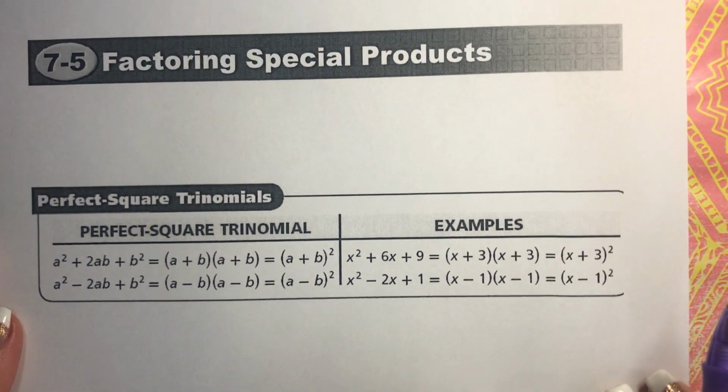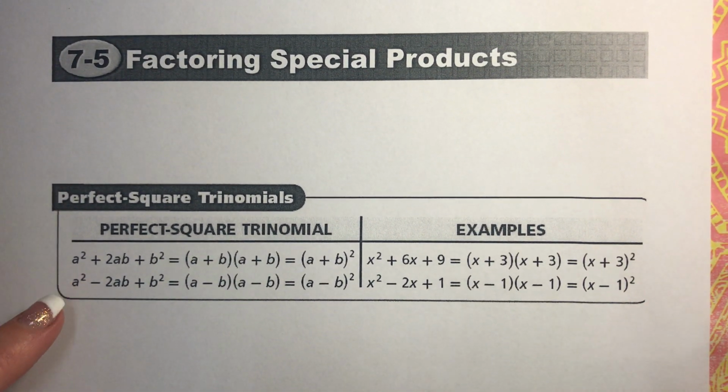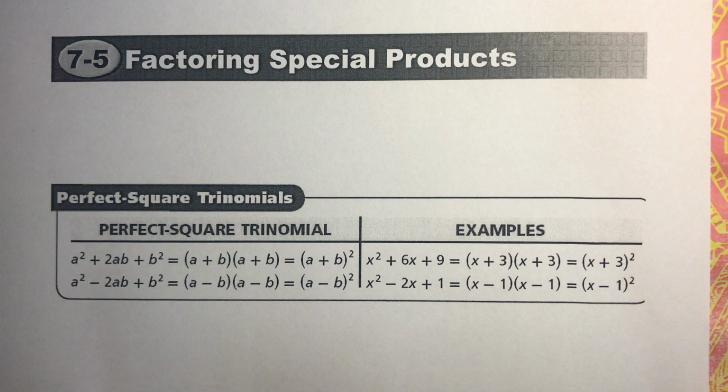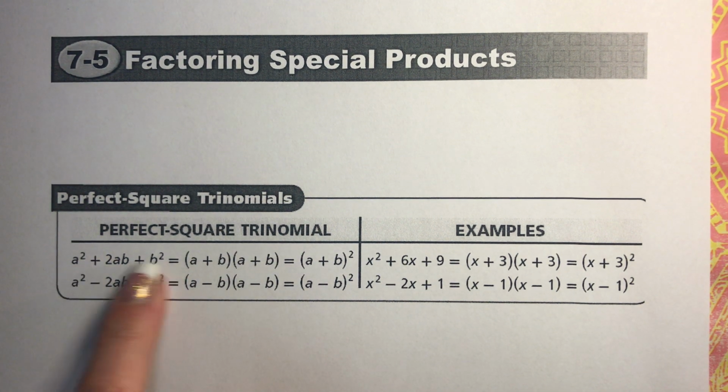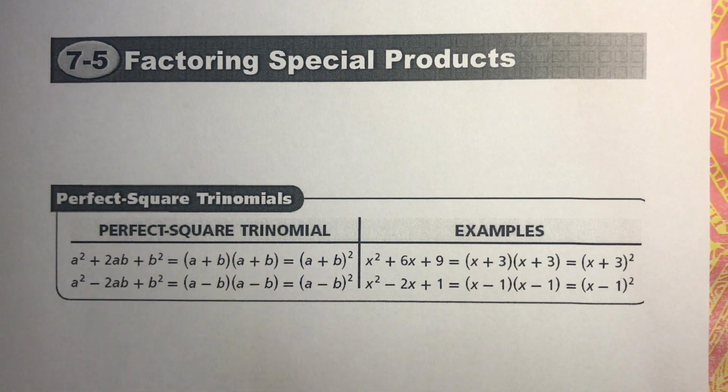All right. So perfect square trinomials. Basically, if you have a squared number and another squared number, and then this is one of those and one of those, so that would be A and B. That's why it's 2AB.